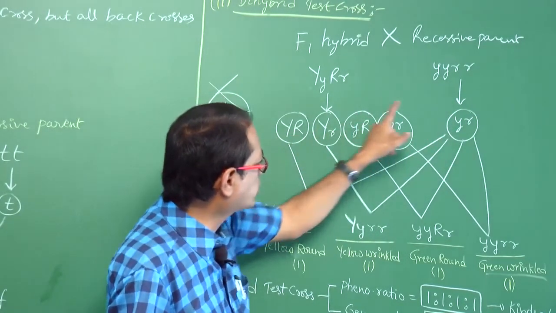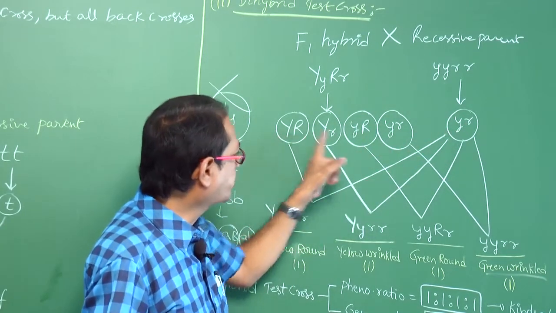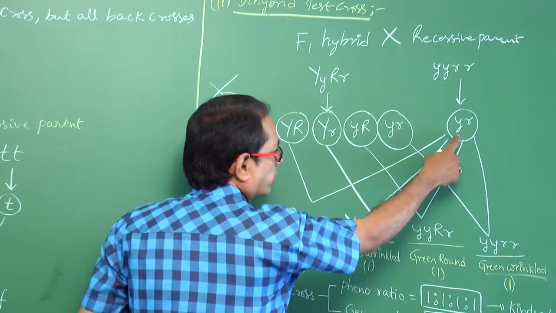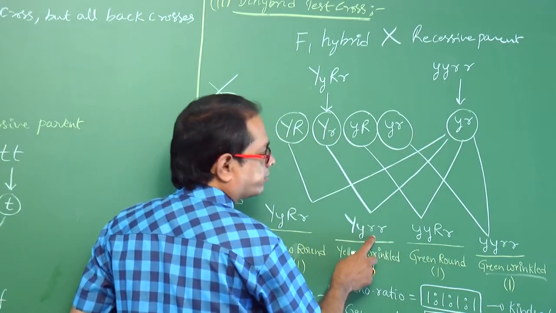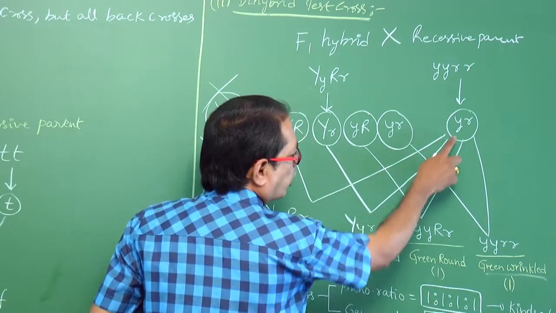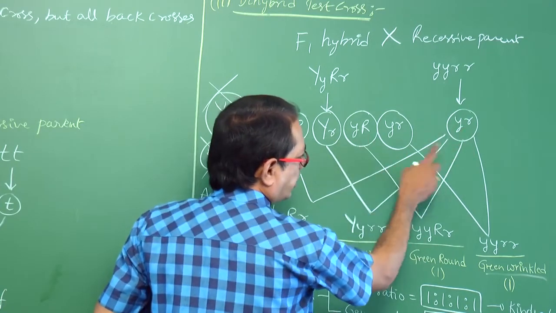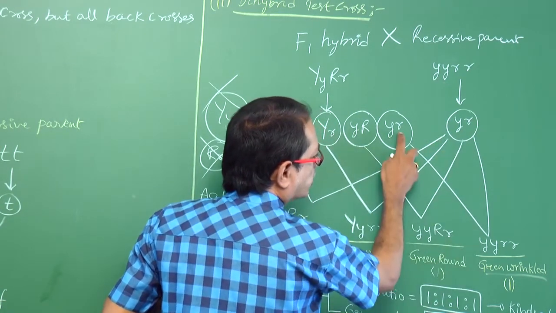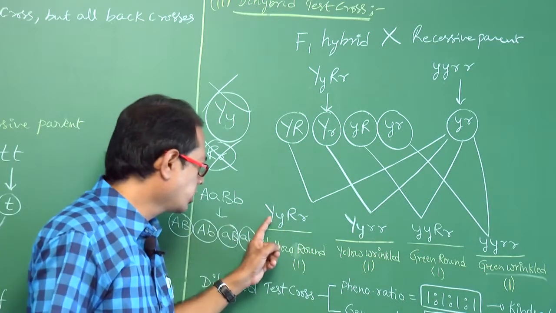Similarly, we have to cross each other. Capital Y, this one is crossed with this one: capital Y small y, capital R small r. Next, this is crossed with this one: capital Y small y, small r. This is crossed with this one: small y, capital R, small r. Lastly, this is crossed with this one: small y, small r. What is the phenotypical character?